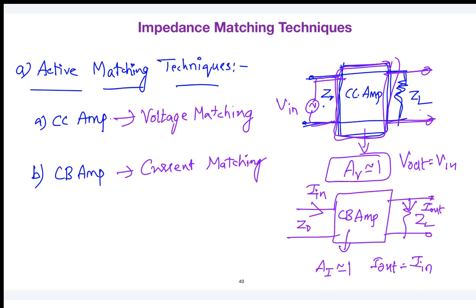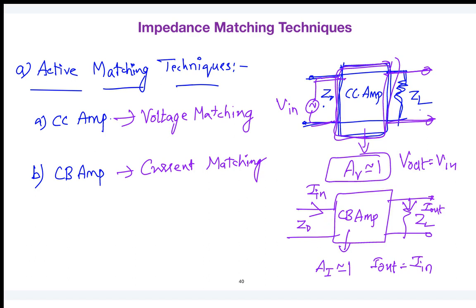Basically there will be reflections in the form of voltages and reflections in the form of current. Suppose you want to reduce the voltage reflections, you can go for the common collector amplifier. If you want to reduce the current reflections, you can go for the common base amplifier.